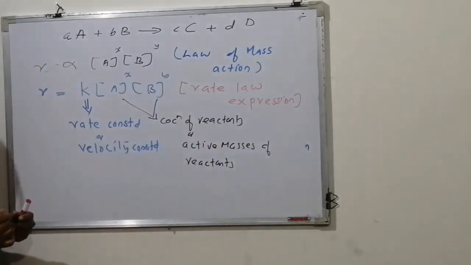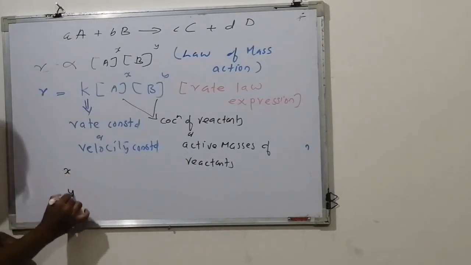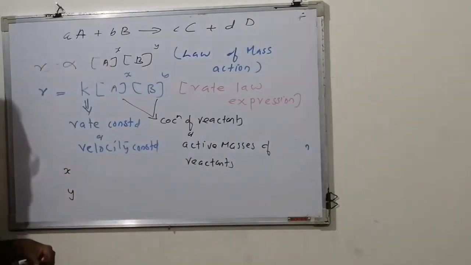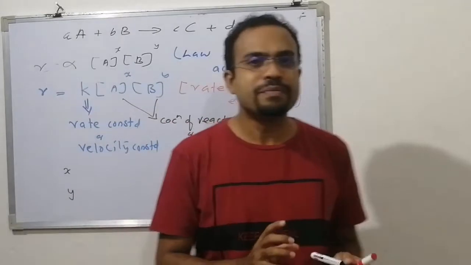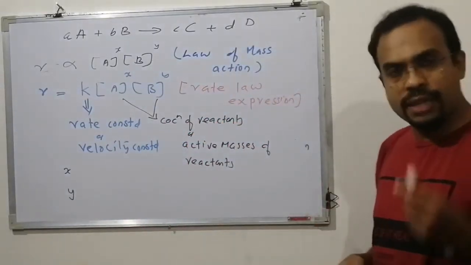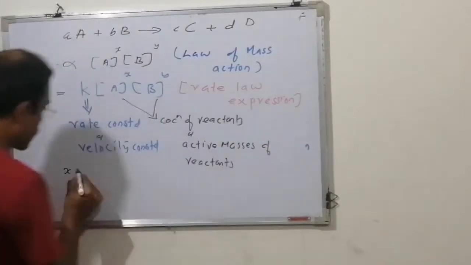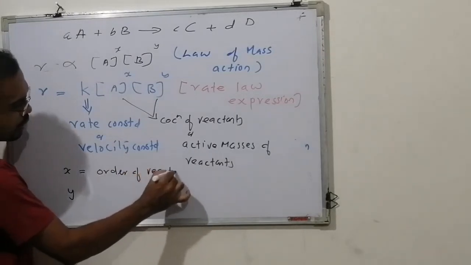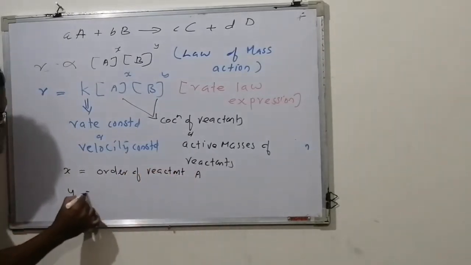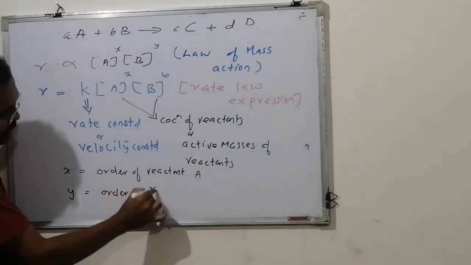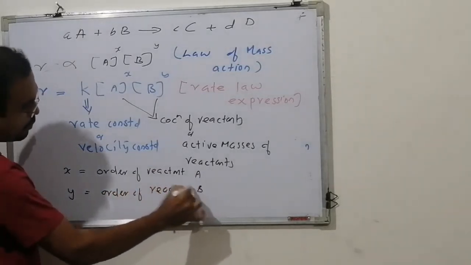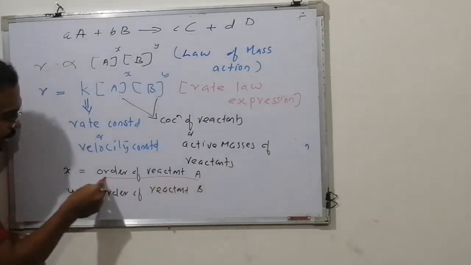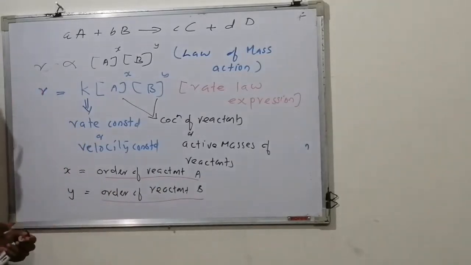What is X? What is Y? Please carefully understand what is X, what is Y. Don't say it's a coefficient. It has a different meaning. X is called order of reactant A. Y is called order of reactant B.